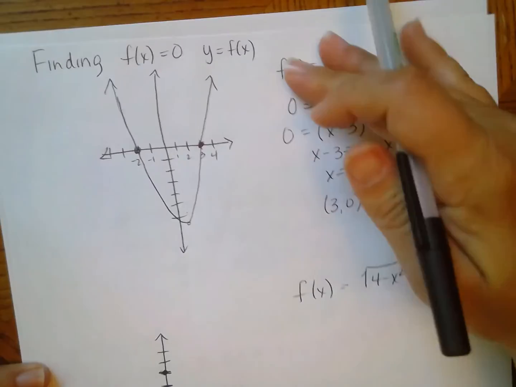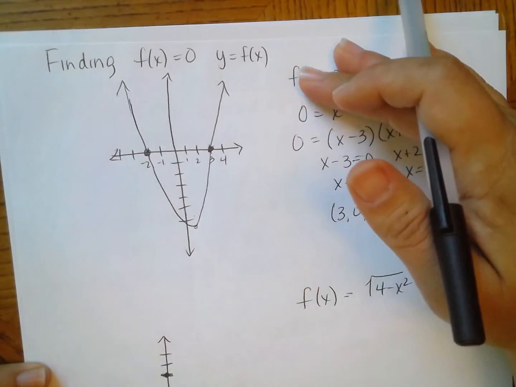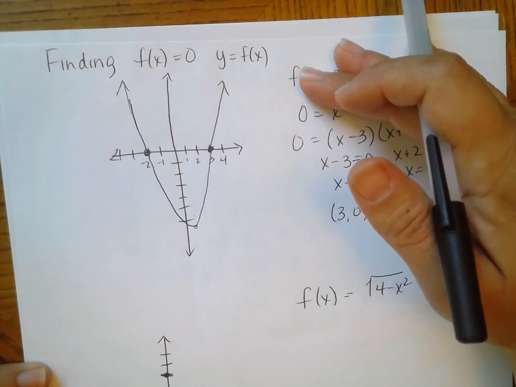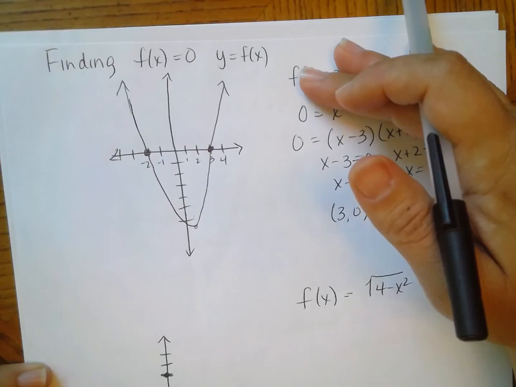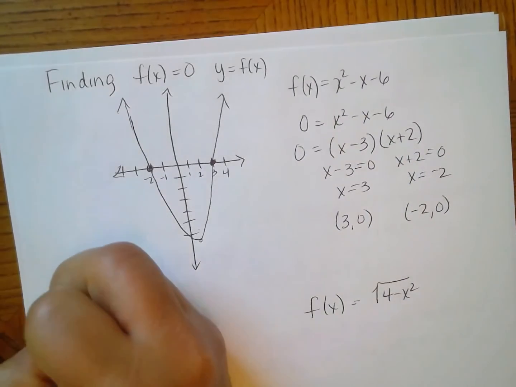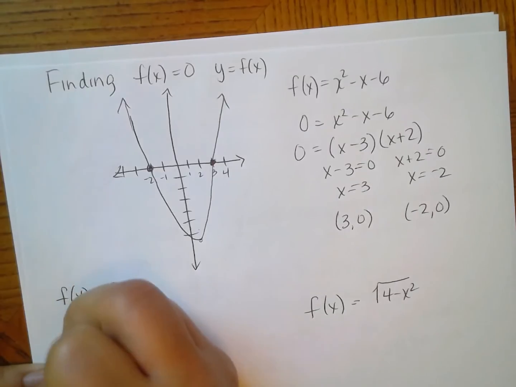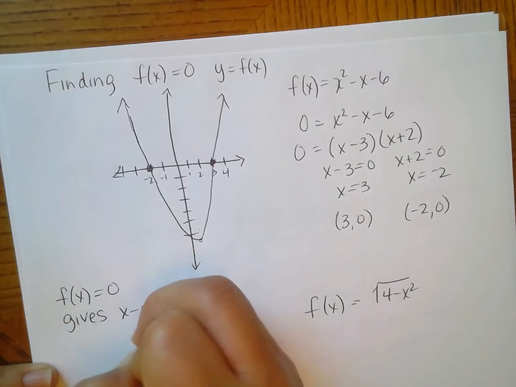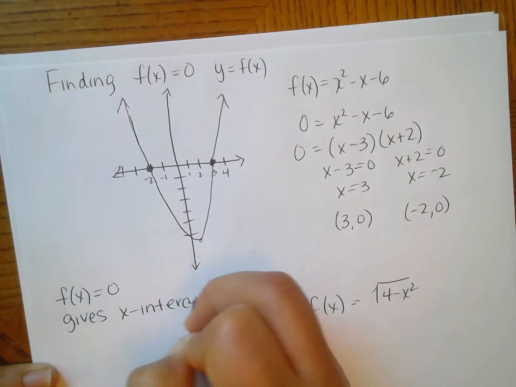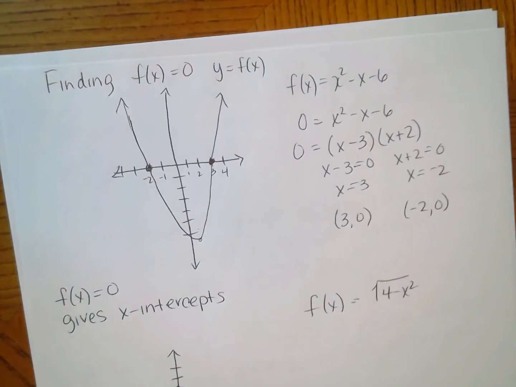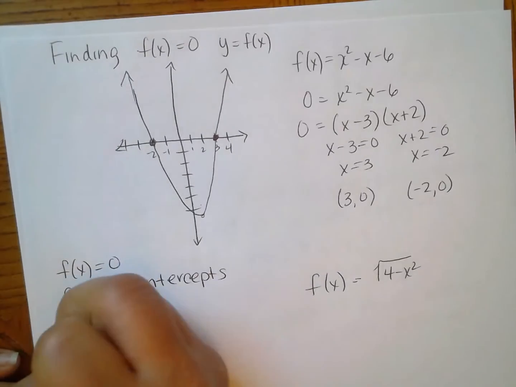So if I wasn't given this at all and I wanted to know where f of x was equal to 0, then what I'm really looking for here are my x-intercepts, right? F of x equals 0, solving that, gives me my x-intercepts. These are also sometimes called zeros of a function.